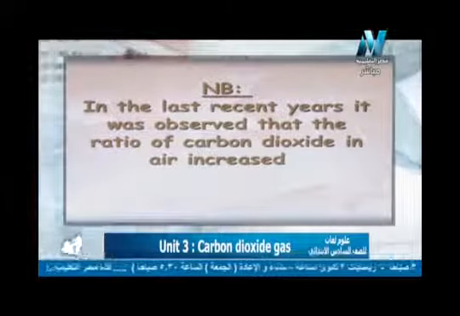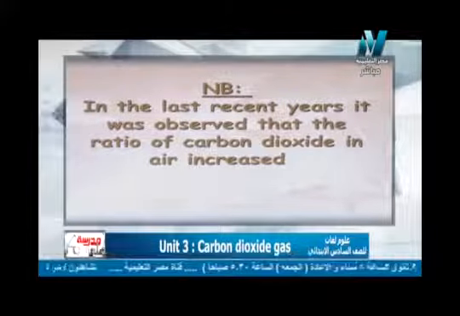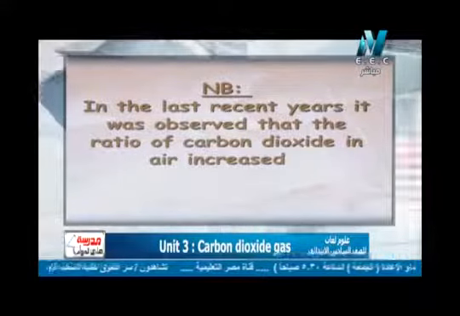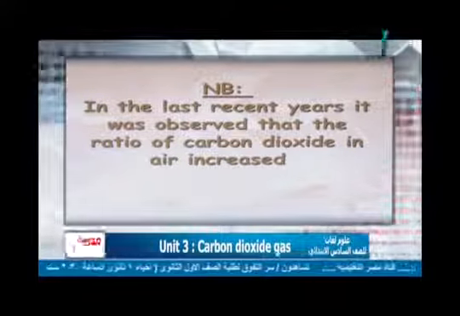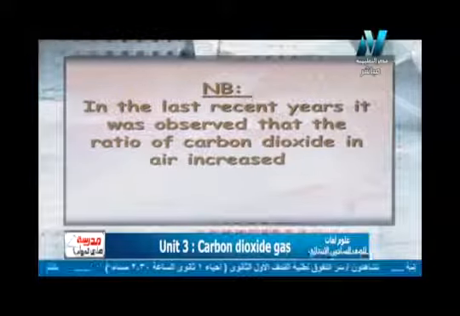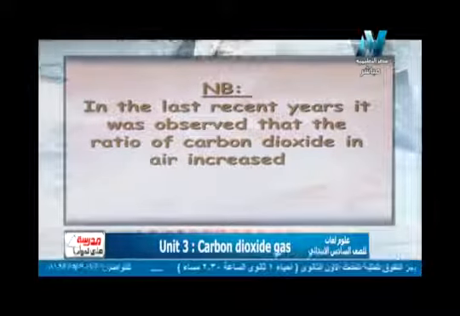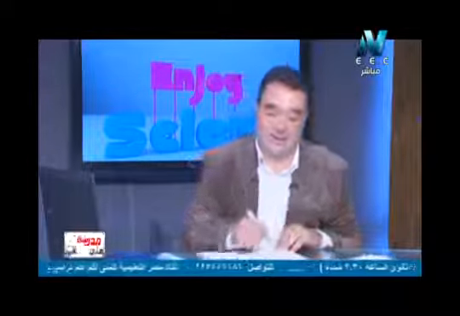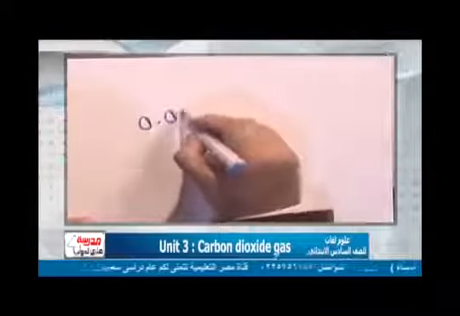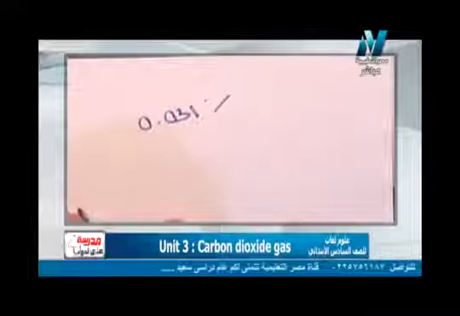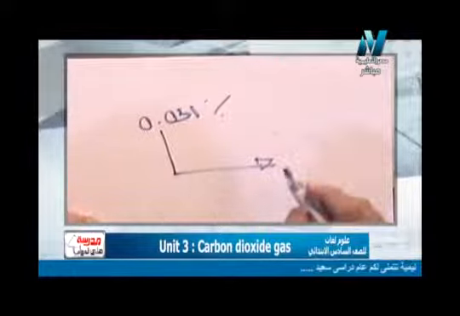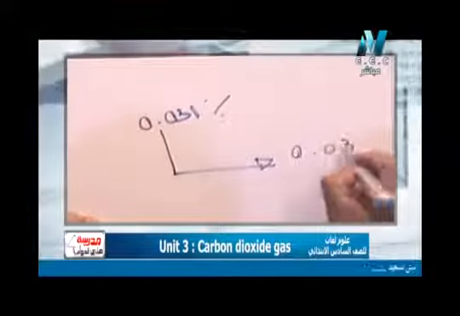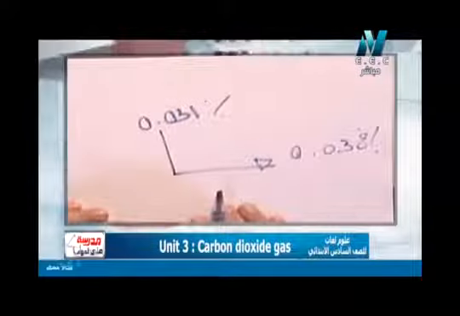So now نوتا بينا ملاحظة مهمة جدا، لكن ملاحظة للأسف يمكن تزعلنا شوية. In the last recent years it was observed that the ratio of carbon dioxide gas in air increased. يعني في آخر كام سنة لاحظنا إن النسبة زادت شوية. طب هي كانت كام وبقت كام؟ For your information لمعلوماتنا it was 0.031%. It increased already to what? To 0.038%. So it increased to a great extent.